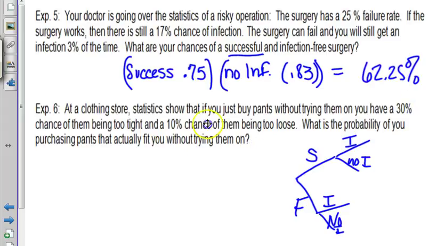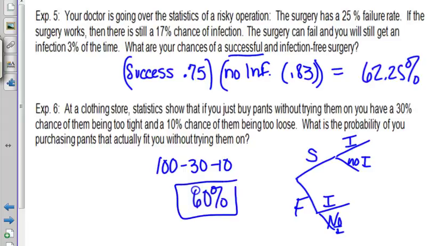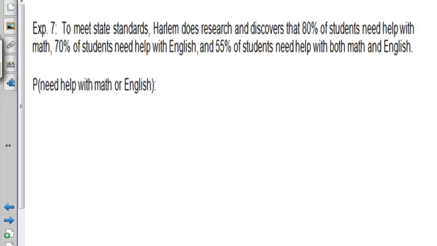So, assuming that those are the only choices, right? Too tight or too loose, or they fit. So that would leave 100 minus 30 and 10, which would leave 60%. It's a poorly worded question, in my opinion. Not the wording so much as the concept. A lot of other things could be wrong. They're too short, says someone tall.